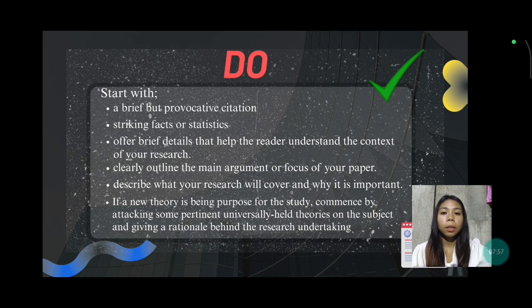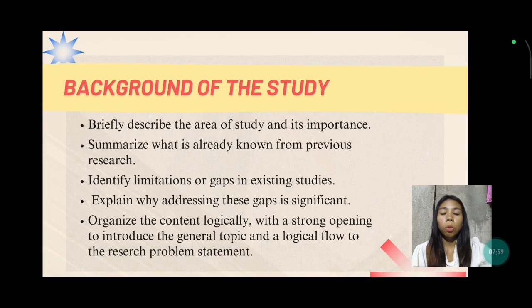So next, we proceed to our background of the study. So briefly describe the area of the study and its importance. So this study focuses on a selected research area and its relevance to education. Understanding that this area is important because it helps explain current issues and factors that may affect learning outcomes and learning performance.